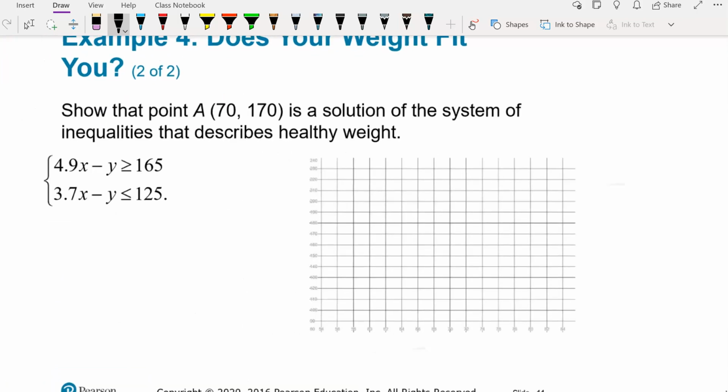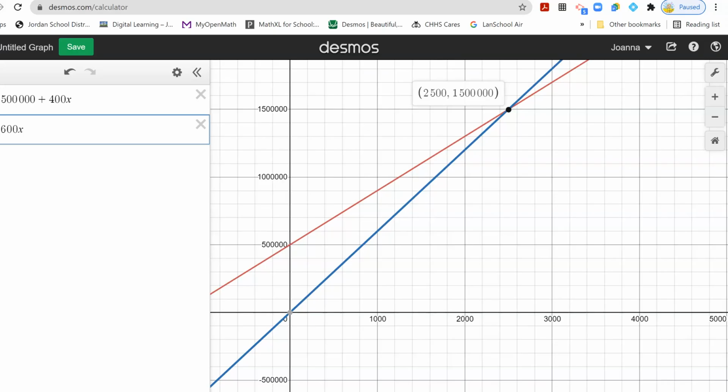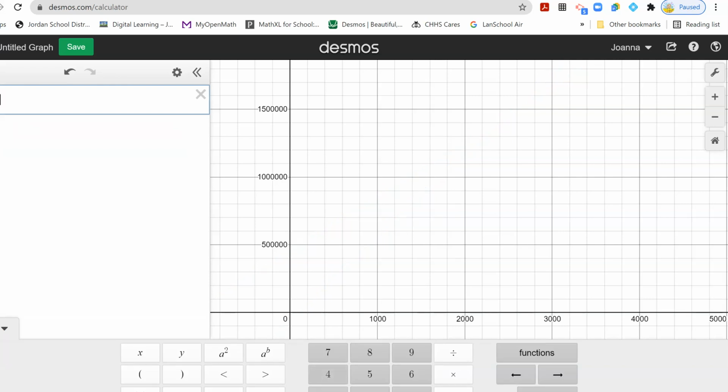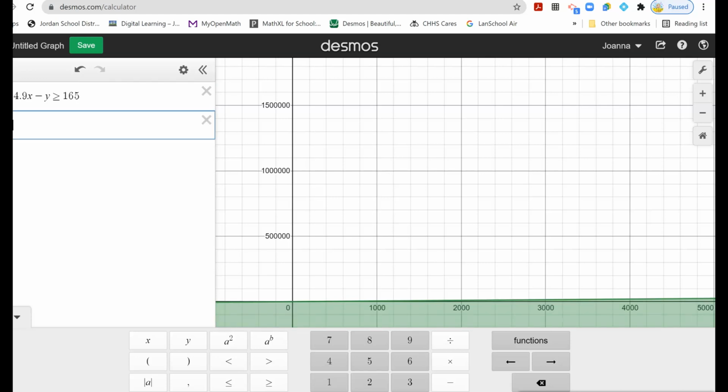When we graph this, you can actually do the whole thing in Desmos. So let's go ahead and clear out stuff we had from the last lesson. Then we're going to start with 4.9x minus y, greater than or equal to 165. And then we have 3.7x minus y, less than or equal to 125.